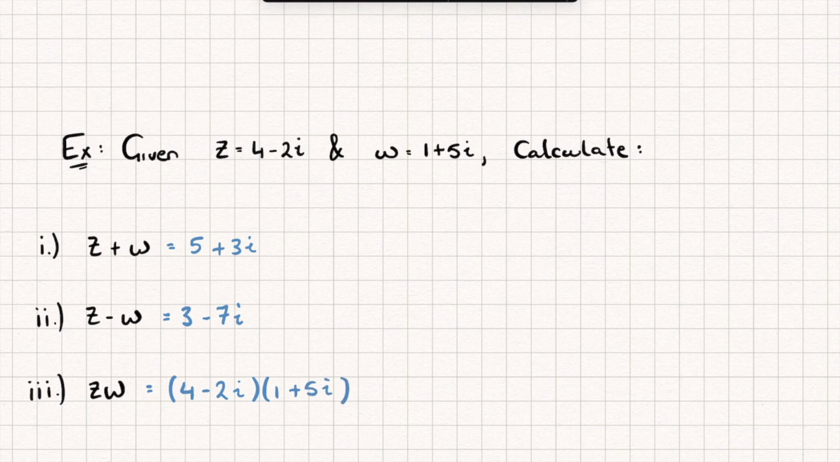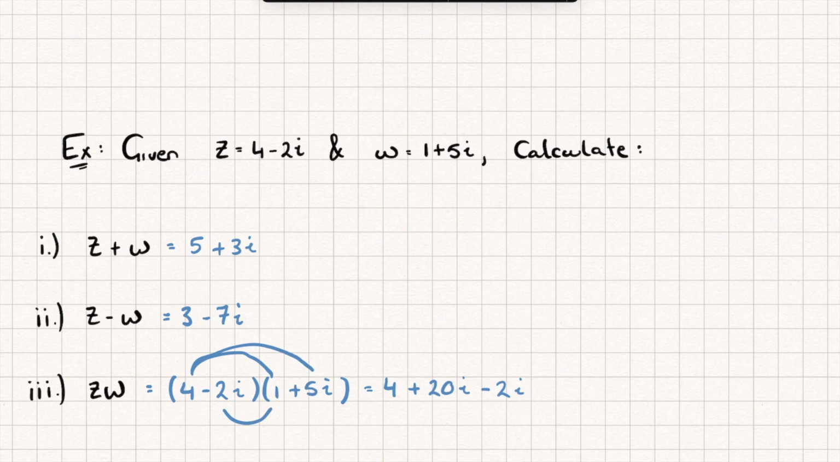So let's expand this. So I'm going to do 4 multiplied by 1, which is just 4. Then I'm going to do 4 multiplied by 5i. Well, 4 lots of 5i is just going to give me 20i. So I like to think of i almost as like an x or something. You know, we're just dealing with the real numbers for now. Then we're going to do negative 2i multiplied by 1, which is just negative 2i.